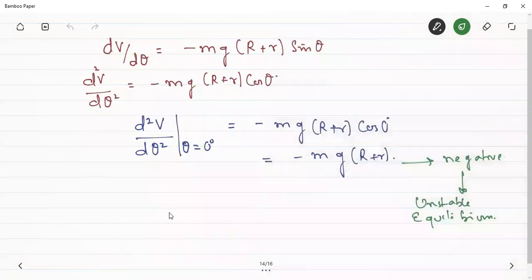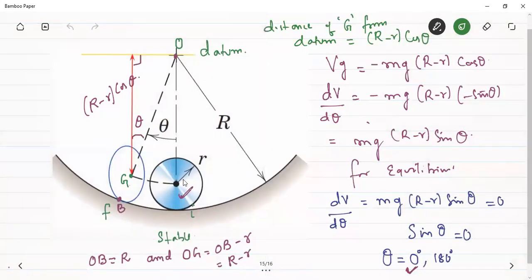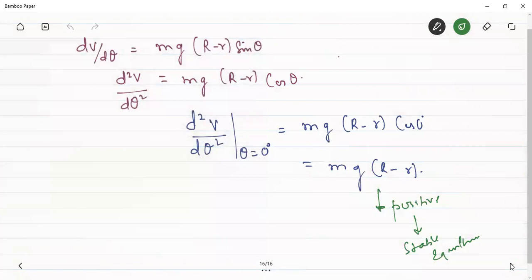So hence we proved that this was the unstable equilibrium, and at this position, the system will be in the stable equilibrium. So let's meet in the next video with a few more questions and we'll conclude the course.